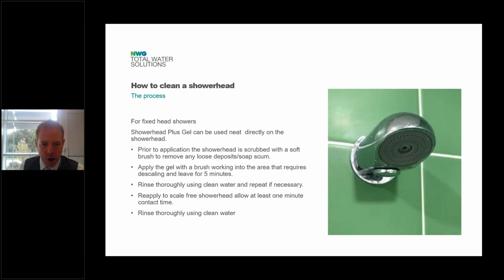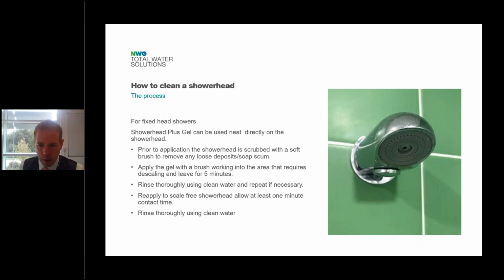So what we use is a gel product from Showerhead Plus Gel, which is really, really good. Initially, we get a brush to remove any soap scum off the shower head itself, physically do that first, and then we use an applicator to apply the gel on the shower head and rub it into all the holes, making sure it's worked in. Leave it on there for approximately 5 minutes. Again, that varies on the condition of the shower head. If it's not been done for a while or it's been off the program, then it might need a little bit longer. Rinse it, okay, and then repeat as necessary.